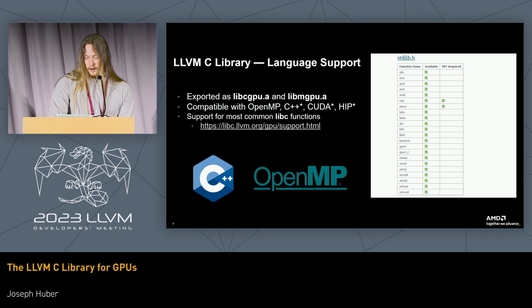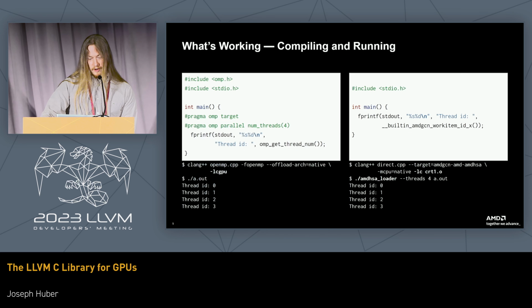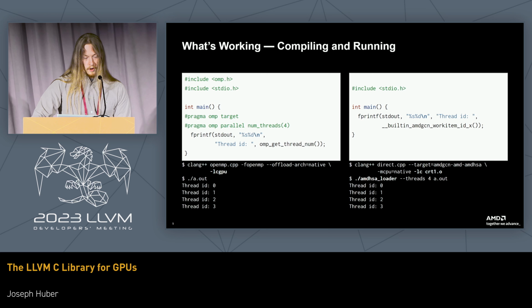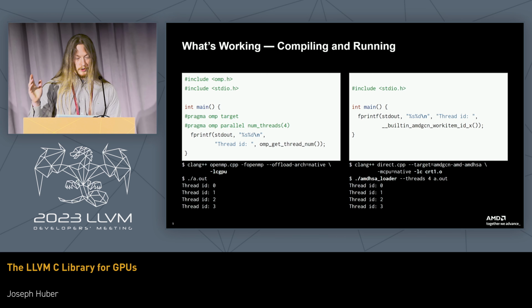But what does this thing even look like to use? Well, on the left you have some standard OpenMP offloading code, which calls the fprintf function with 4 threads on the GPU. So you can see we compile it, tell it to use OpenMP with offloading to whatever GPU we have, and we link in the libc GPU static library, which will bring in the GPU start-up runtime. So that'll link into fprintf, and when you run it, hey, we printed from 4 threads.